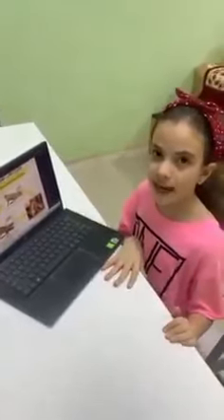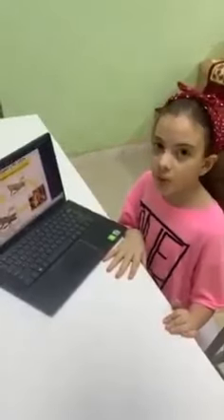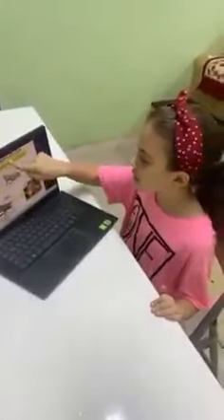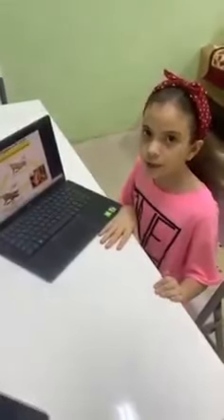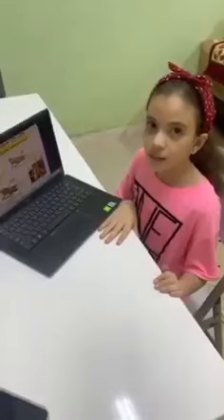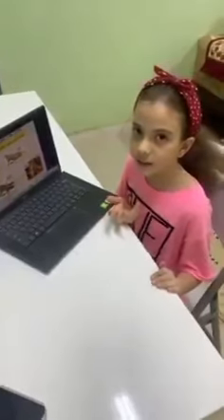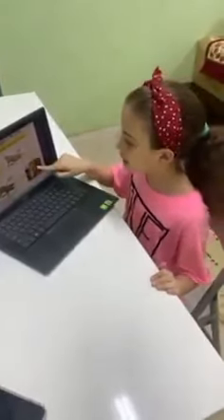My name is Layan Ahmed, grade 3D. Today we will talk about the grasshopper life cycle. The grasshopper is an insect that reproduces by laying eggs. But where will they lay their eggs, teacher? They will lay their eggs in the soil.